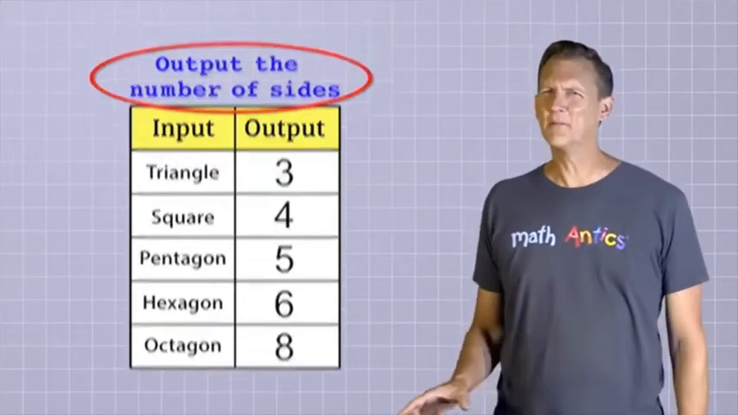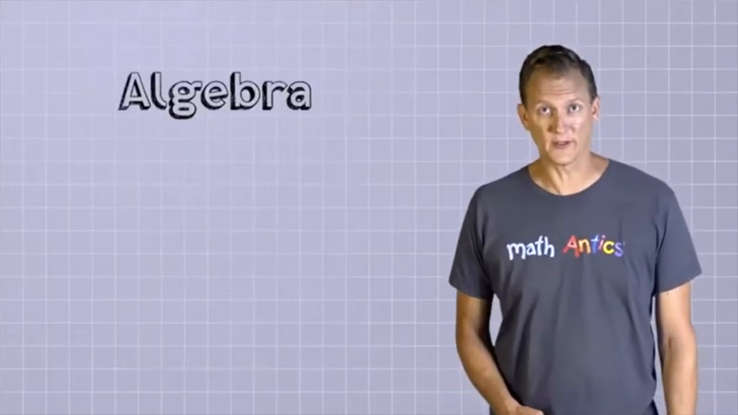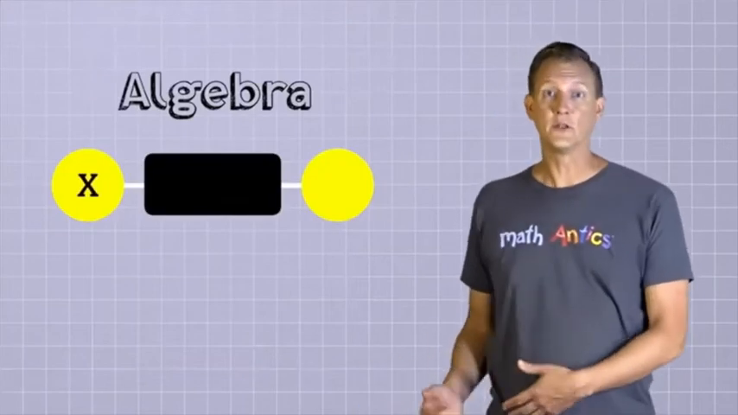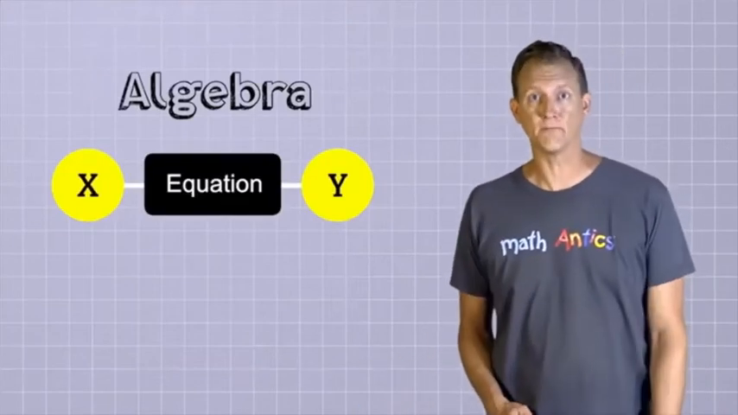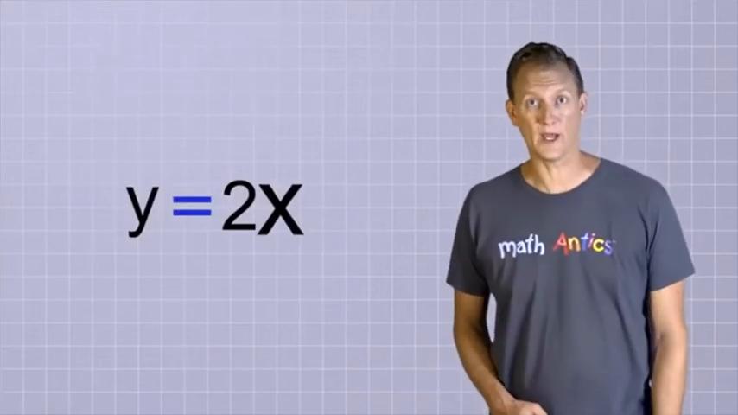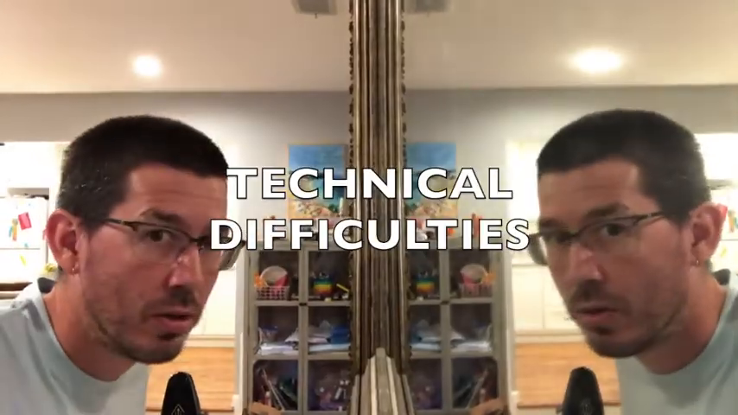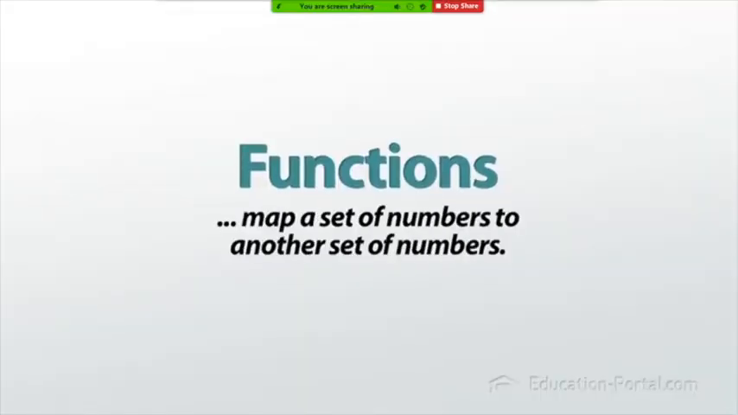That's cool, but most of the functions that you'll encounter in algebra will be a little more abstract than that. They'll usually just relate one variable to another variable in the form of an equation, like this one, y equals 2x. Functions map a set of numbers to another set of numbers. So what does this mean?